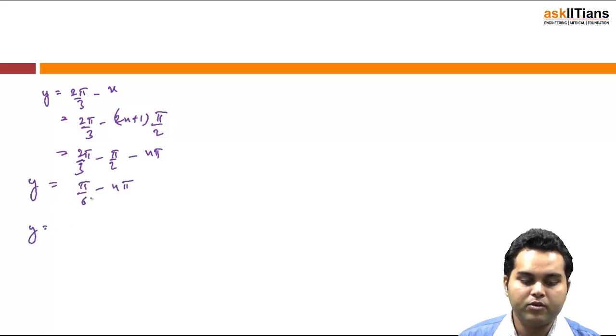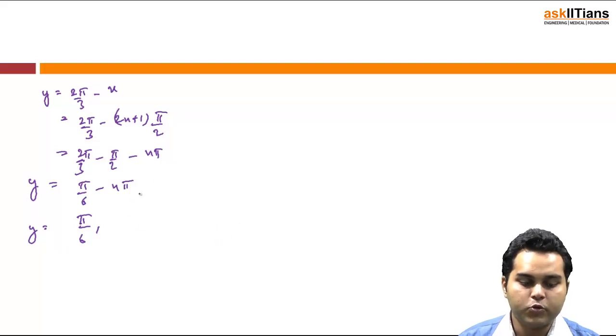So y would be, if I put n is equal to 0, I get pi by 6. If I put n is equal to 1, I get a negative value which is before 0, so it would be lying outside the region. So I would start with the negative values then.